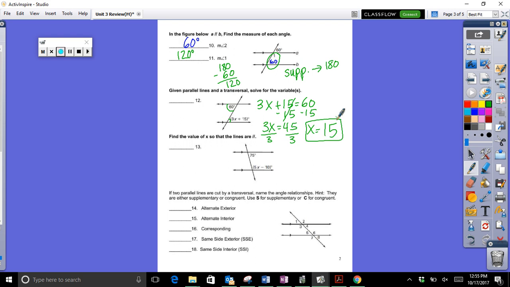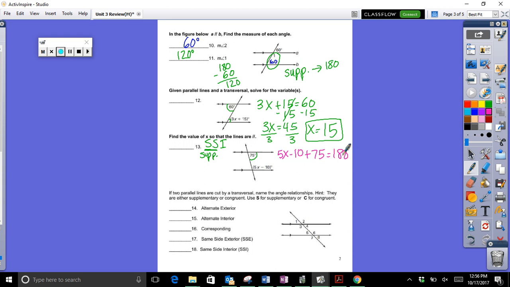Okay, in number 13, we know that these are same side interior angles, SSI. Remember that the S gives us a clue that they are supplementary. So we are going to add them up and make them equal 180. So we have 5x minus 10 plus 75 equals 180.